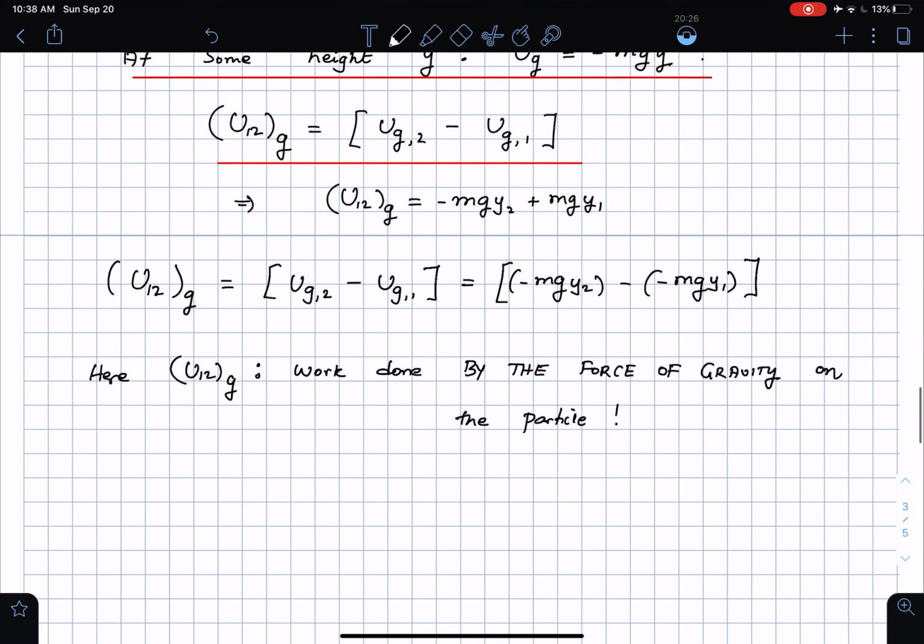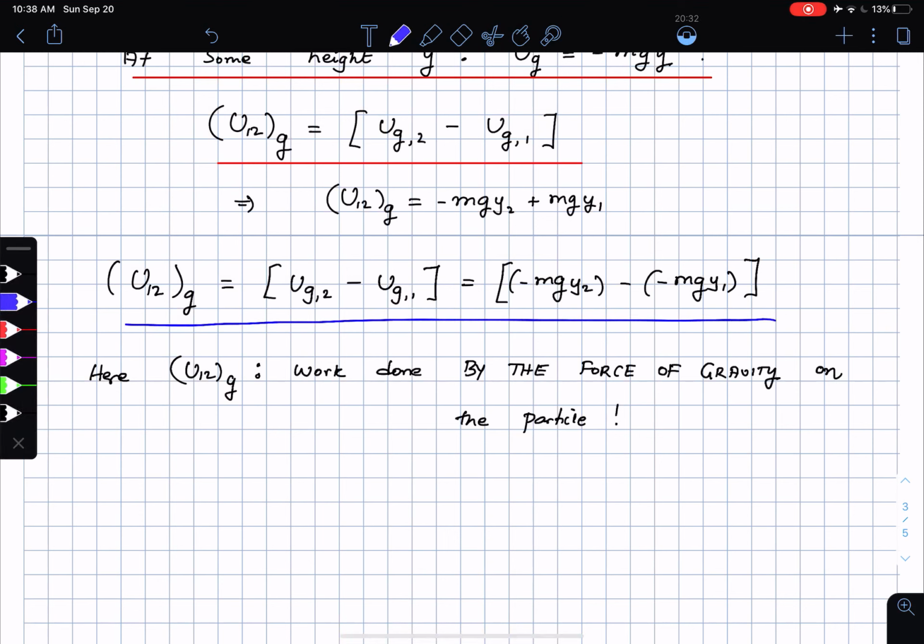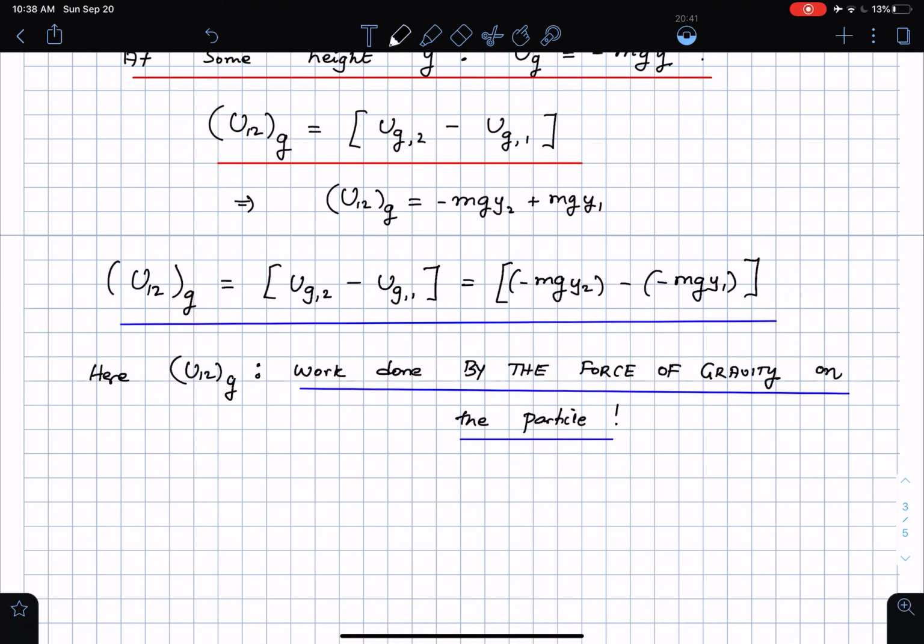Okay, so that is important to understand. Okay, and I want to underline these things as well. So this is one thing that we will come back to again, which is going to help us simplify things. And then this is work done by the force of gravity on the particle. The second thing I want to consider is the work done by the spring force. Okay, so let me do that very quickly.